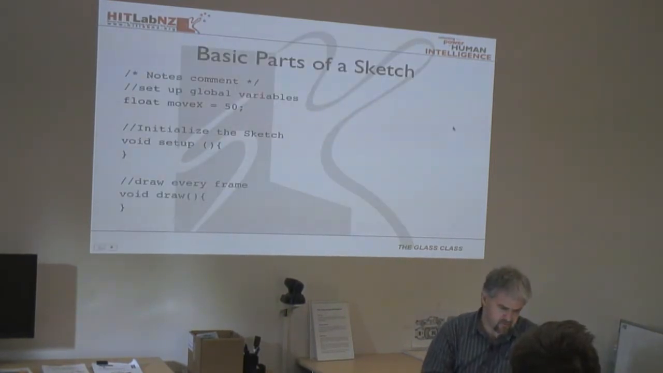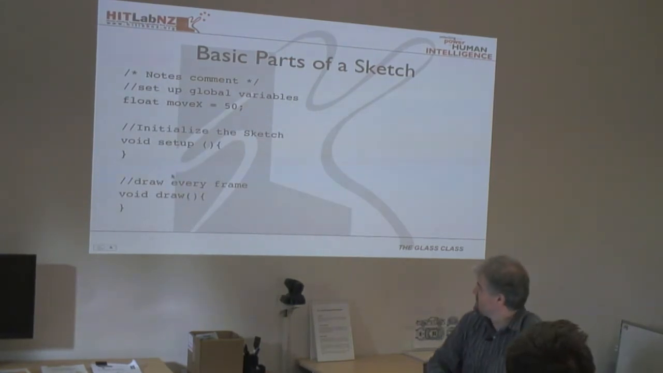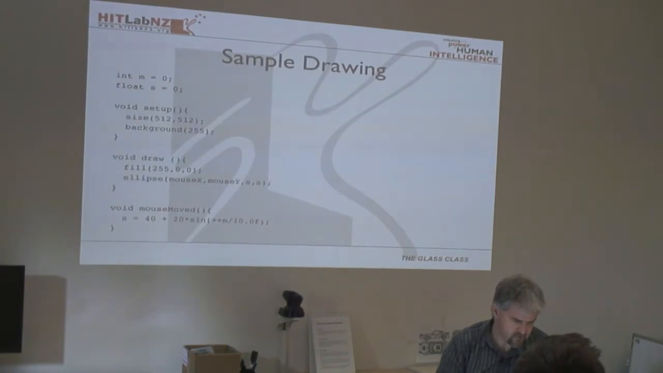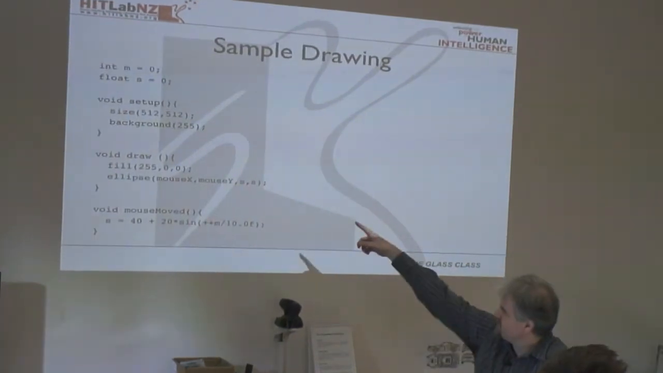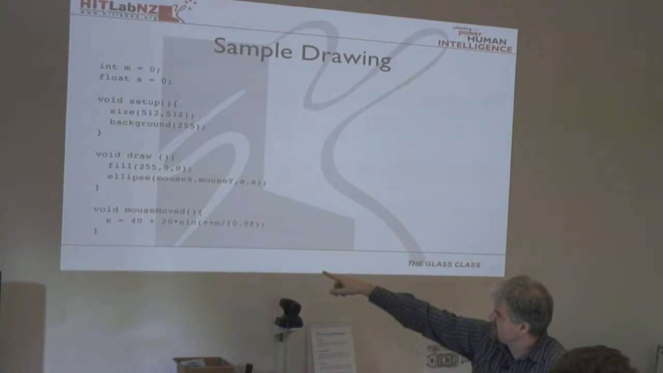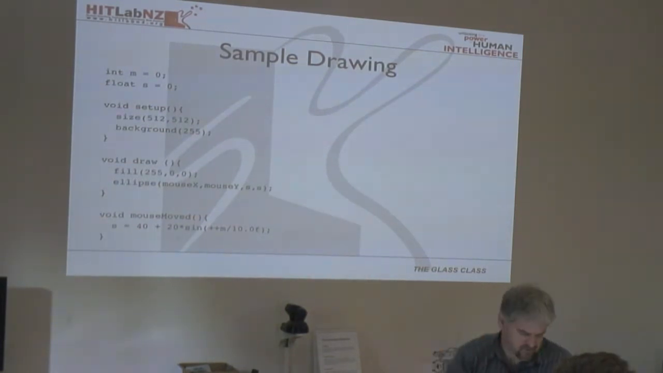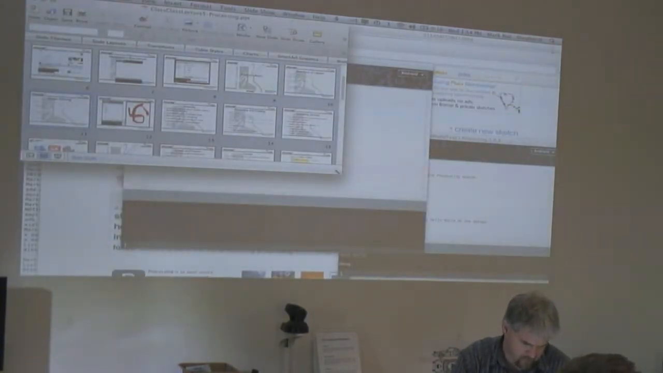So with Processing, the minimum amount of code you have to have is these two parts here. You have to have a setup function and a draw function, and that's all you have to have. So in this case, I've also defined a variable. So for example, here's a simple drawing example. So there's a setup function, a draw function, and there's another function here called mouseMoved. And this one is called every time the mouse is moved. So let me show you that running, and you see how the IDE works.